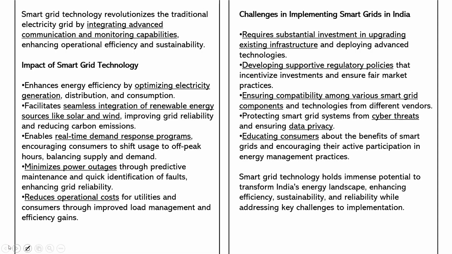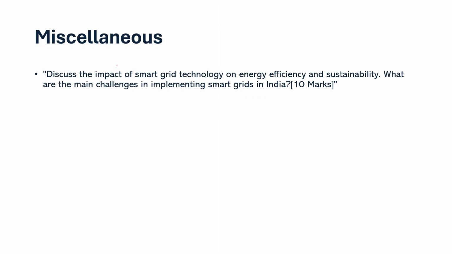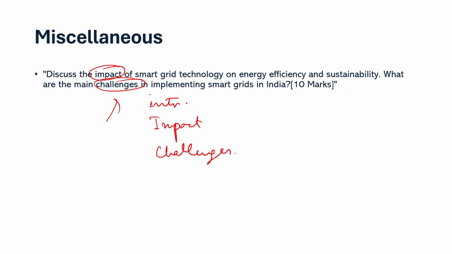First you write about the impact and then you write about the challenges, right? Discuss the impact and what are the main challenges, right? You have defined also in the introduction, you will define, then you will write impact, then you will write challenges, and then you will simply write conclusion, right? This was the way in which we have proceeded.